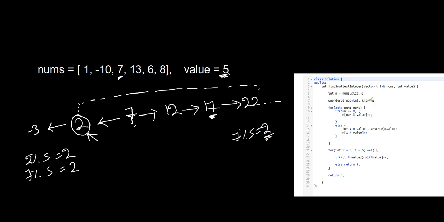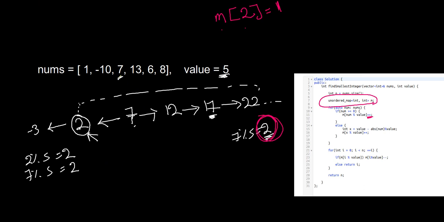which is a map, this dictionary of mod, which is 2, plus plus, equals 1. So we store this mod into the dictionary.